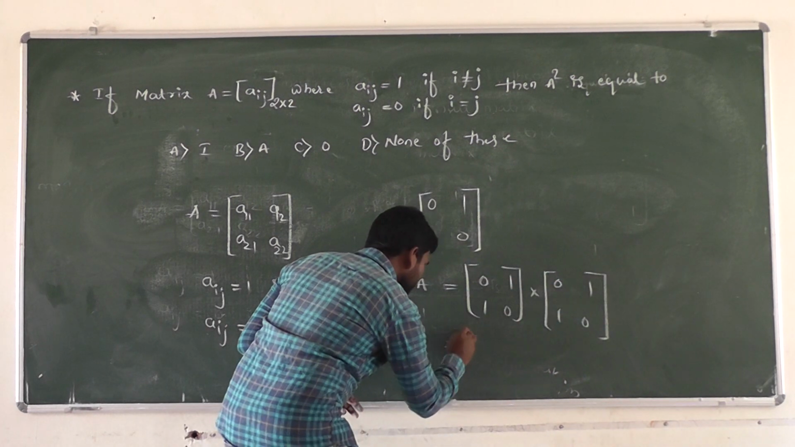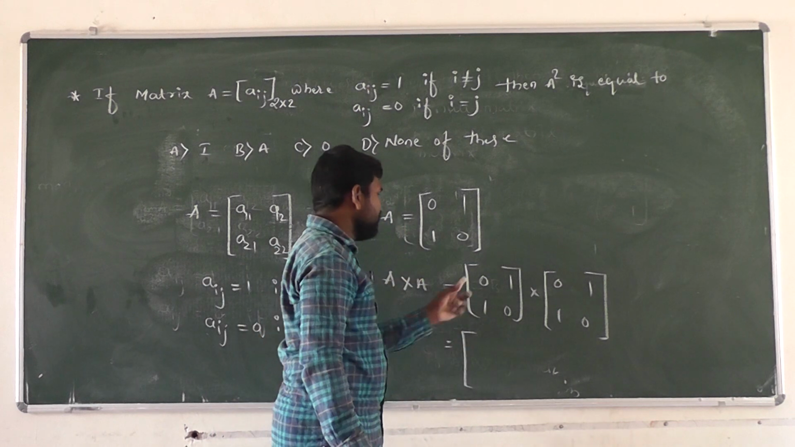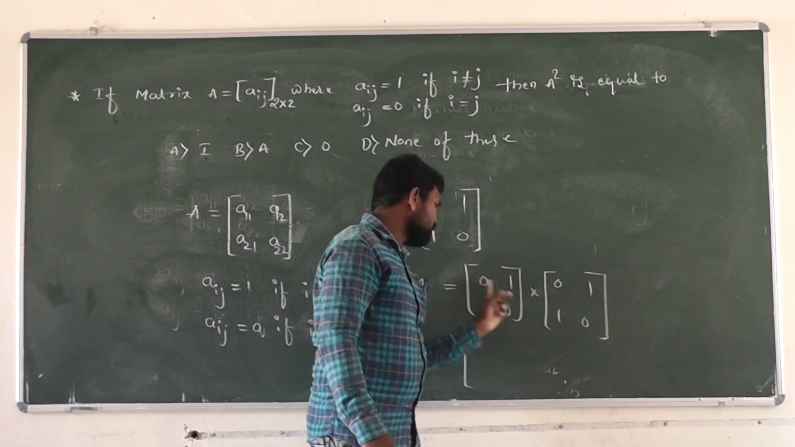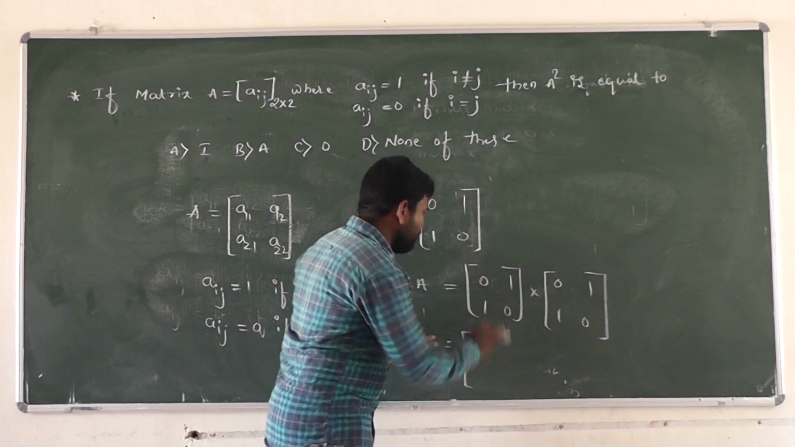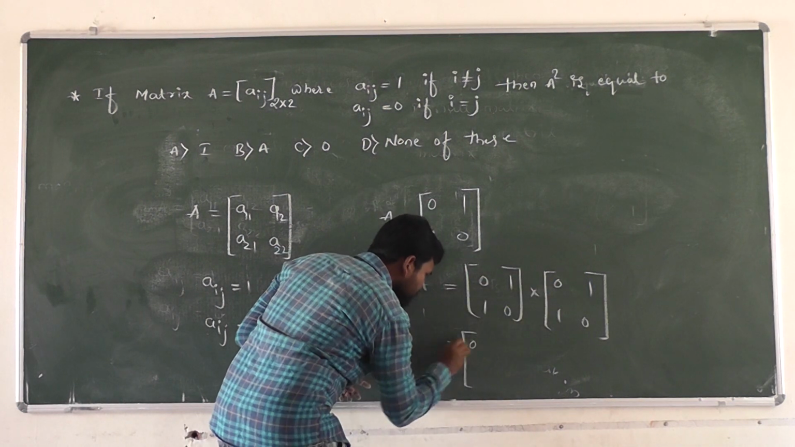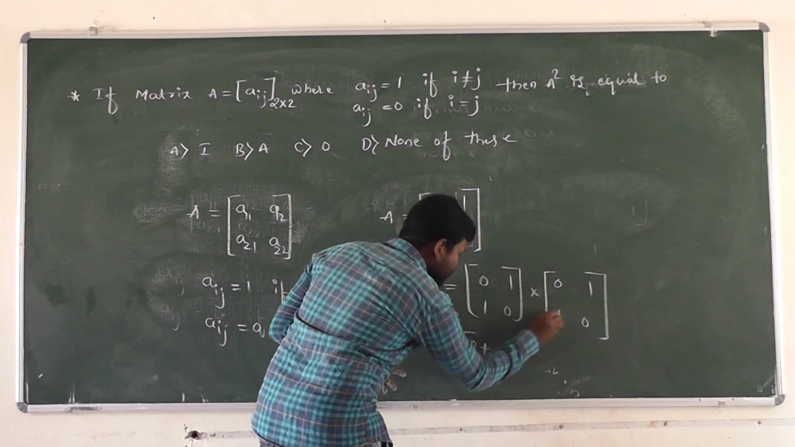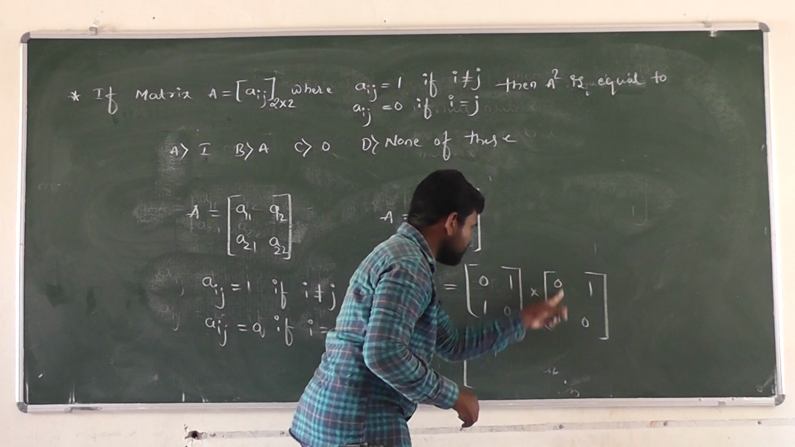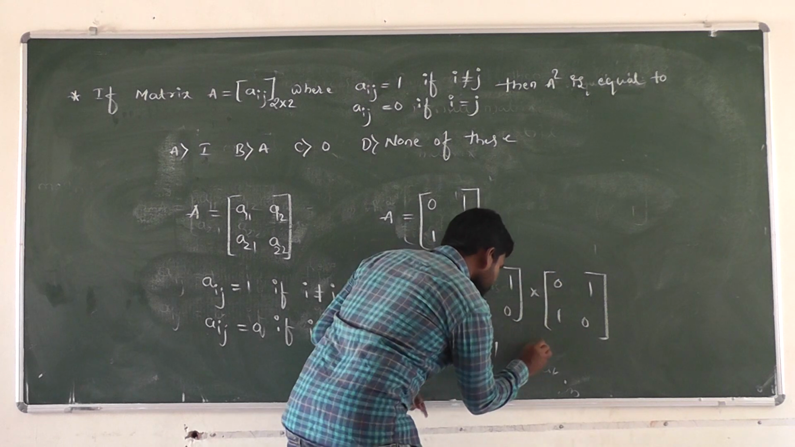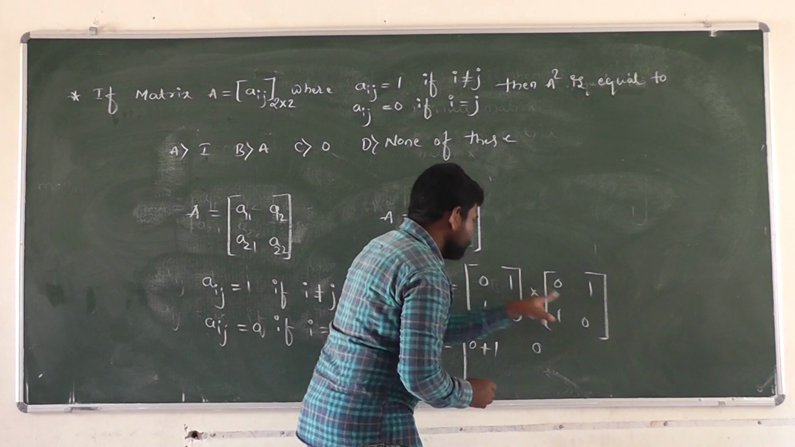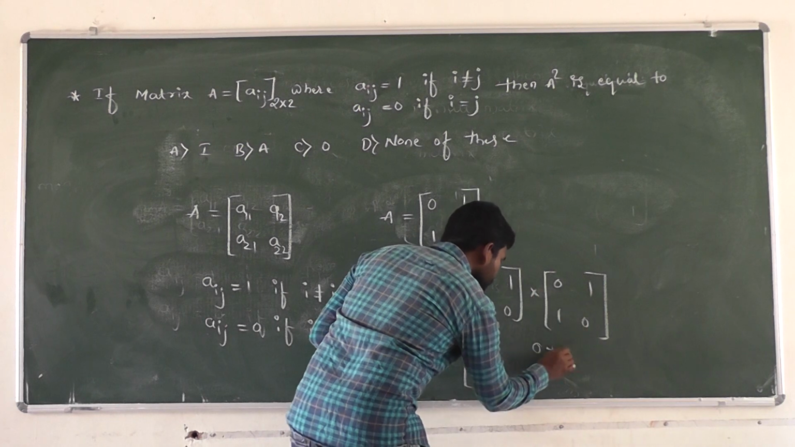Then we have to multiply. How do we multiply the two matrices here? Multiply rows into columns. This is the first row and first column element. We multiply the corresponding elements and take the sum. 0 into 0, 0, plus 1 into 1, 1. First row, first column is 1. Next, first row, second column: 0 into 1, 0, and plus 1 into 0, 0.